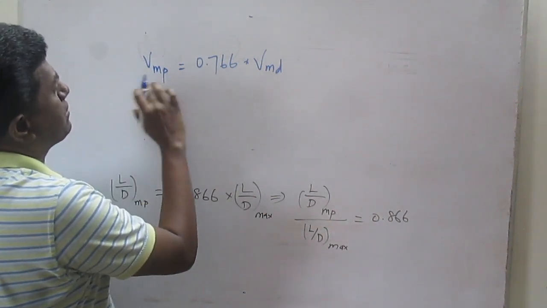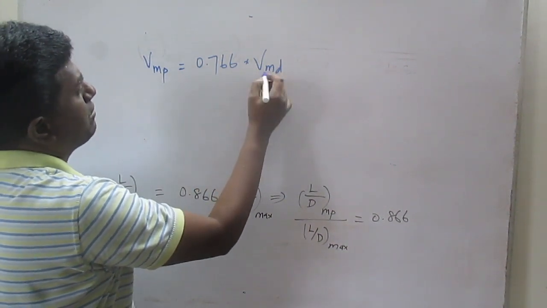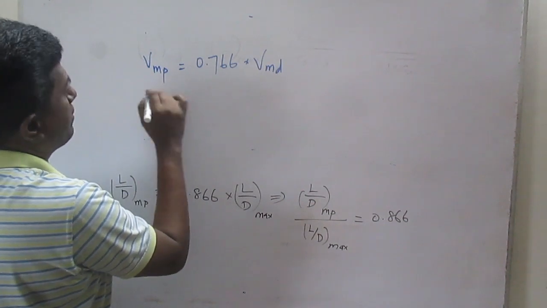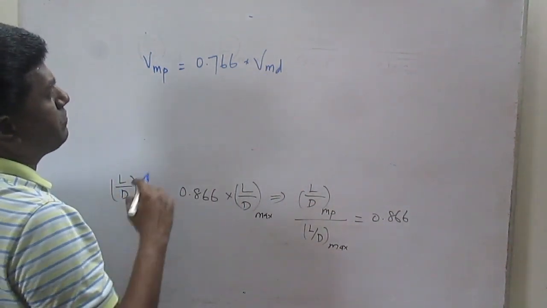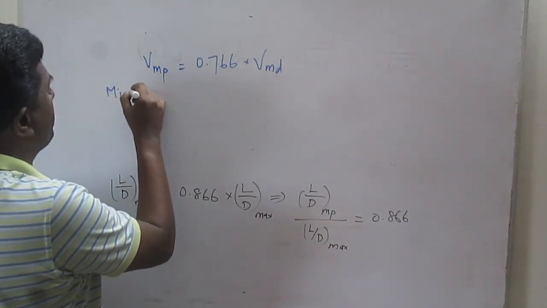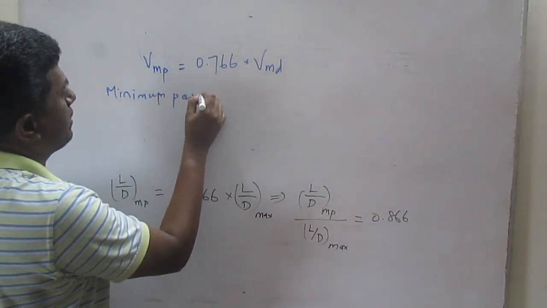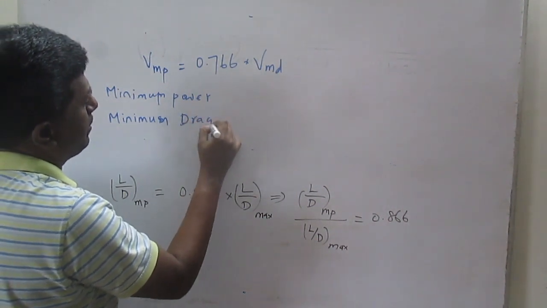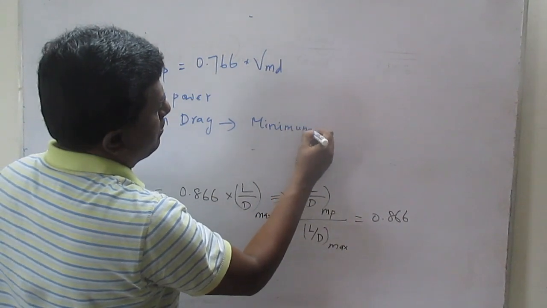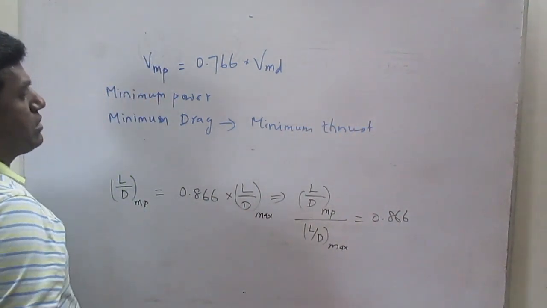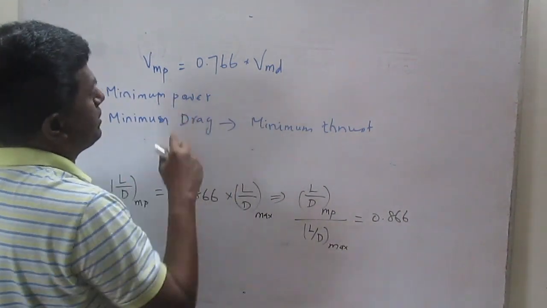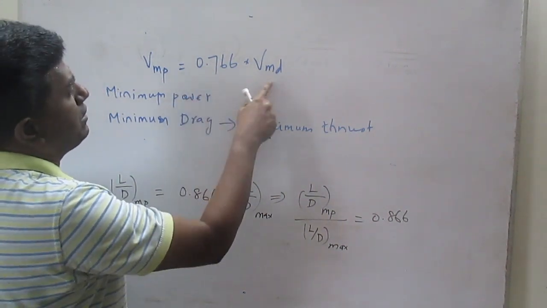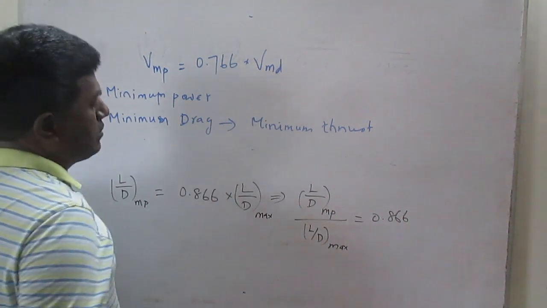Minimum power occurs at lower velocity than the minimum thrust, because minimum power refers to the power, whereas minimum drag refers to the minimum thrust. Minimum drag is nothing but minimum thrust. So this is very important. Minimum thrust occurs at higher velocity than the minimum power, or the velocity at minimum power is lower than the velocity at minimum thrust. So that is one conclusion we can say.